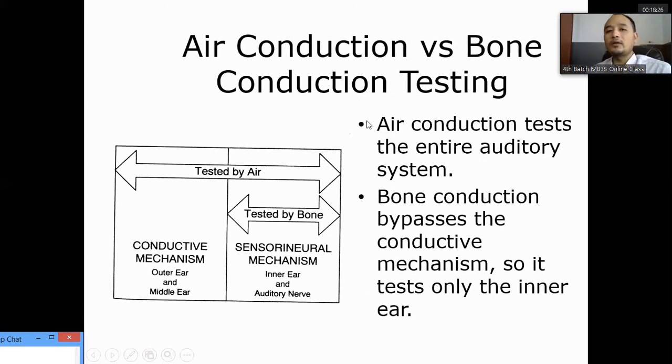Now, air conduction versus bone conduction testing. This you must have known by now. Conductive mechanism, outer ear and the middle ear; sensorineural mechanism, inner ear and the auditory nerve, tested by bone conduction. And overall everything is tested by air conduction, including the conductive mechanism and the sensorineural mechanism. Air conduction test, entire auditory system. Bone conduction bypasses the conductive mechanism, so it is the test for only the inner ear.